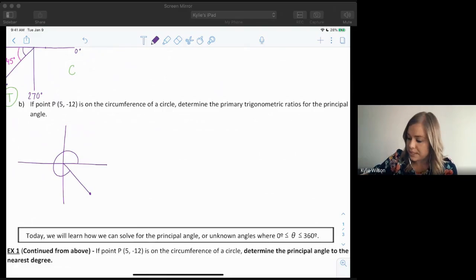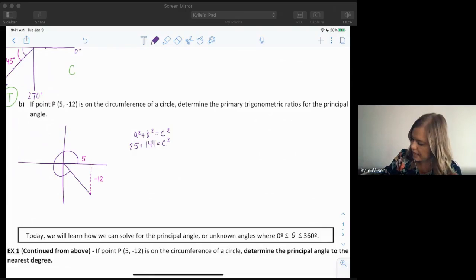So how we're going to do that is we're going to start by using a right triangle to find our primary trigonometric ratios. So that point is at (5, -12). So this is 5, this is -12, like that. And now let's find the value of our hypotenuse by using our Pythagorean theorem. So a squared plus b squared equals c squared. So 5 squared is 25, -12 squared is 144.